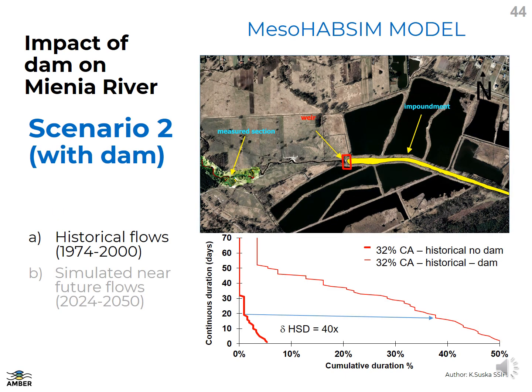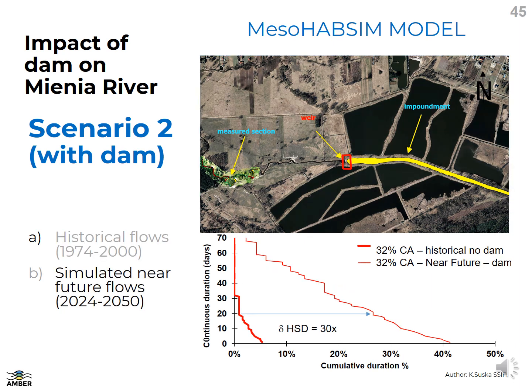With regard to scenario 2, the river with the dam, the conclusion is that under historical flows, putting the dam in place increases number of habitat stress days compared to the situation without the dam by almost 40 times. Whereas under simulated near future flows, this number is a little smaller, but it's still 30 times increase in the number of stress days. Both of the impacts can be considered severe compared to other studies that we have done before.